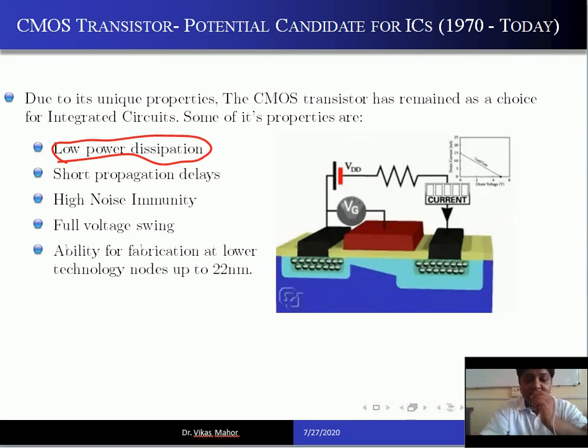Then short propagation delay. Short propagation delay means when you give input to a CMOS and when the output can be seen at the output terminals of the CMOS, the time duration between those two things is very low.